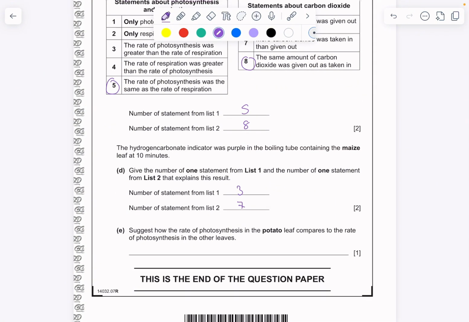Suggest how the rate of photosynthesis in the potato leaf compares to the rate of photosynthesis in the other leaves. It's going to be slower because it stayed yellow. So it stayed yellow, meaning it hadn't got to that point yet.